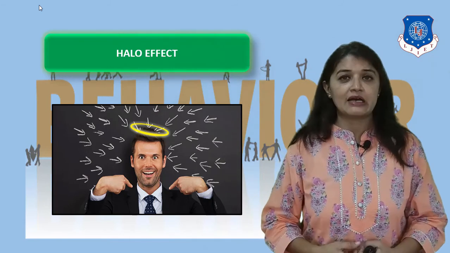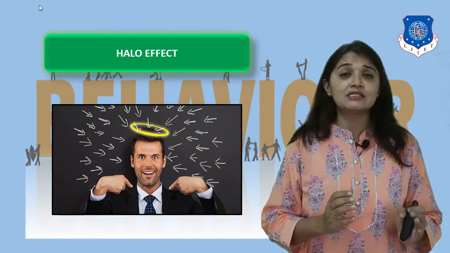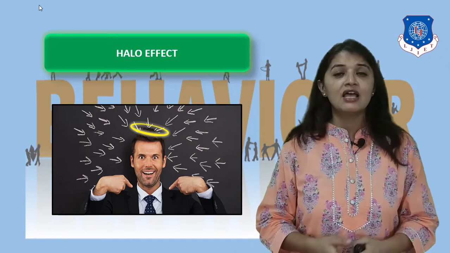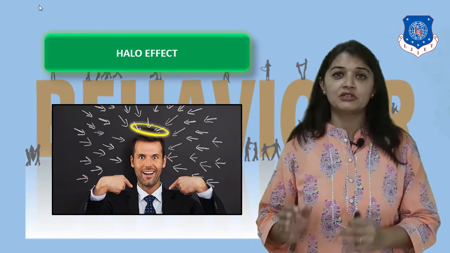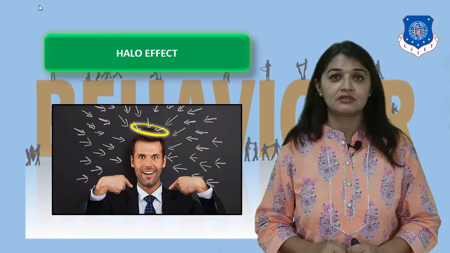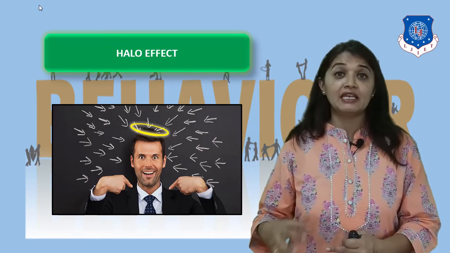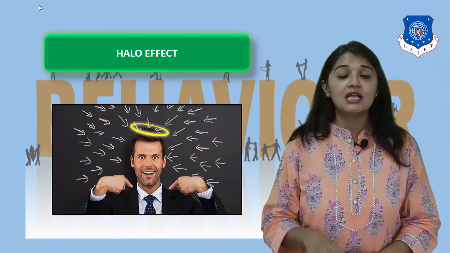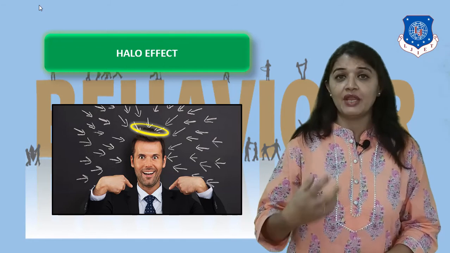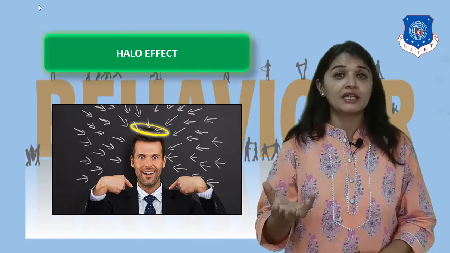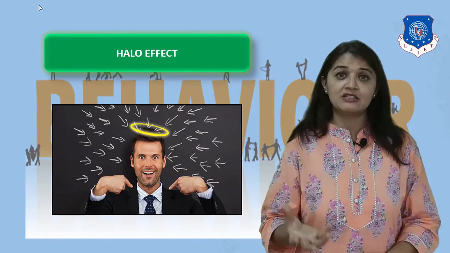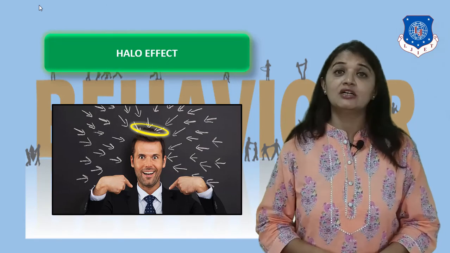To give you an example, a student who is sincere throughout and gets good marks in all the tests will also get very good grades in the assignment, despite many mistakes that the student has made, because there is a halo effect, and whenever the teacher looks at that student, the teacher will always have a positive impression of that student. So this is called a halo effect.